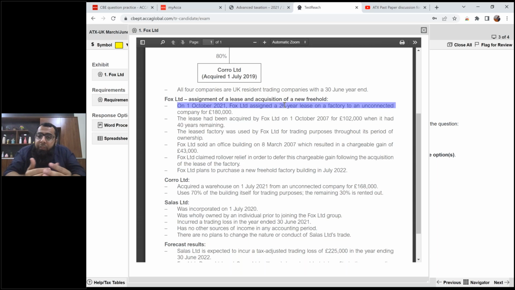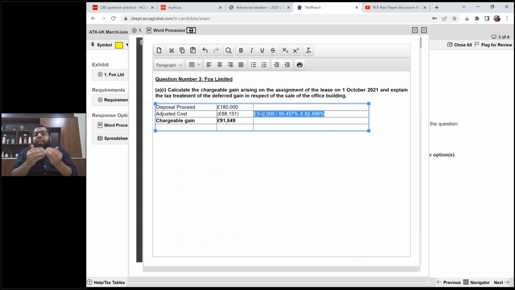It was disposed of when its life was 26 years. It purchased the lease when its life was 40 years. So what we will do is adjust the cost. One student is asking, sir, what would be the treatment if the lease would be of more than 50 years? If the lease would be of more than 50 years, you would not have adjusted the cost and you would have taken the whole cost directly.